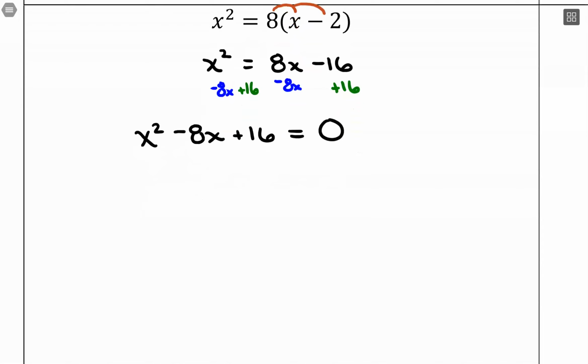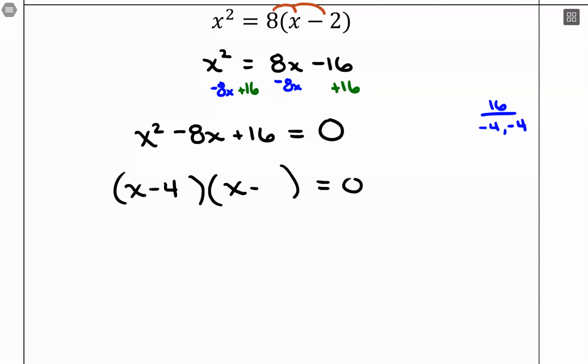So again, the idea would be to look at the factors of positive 16 and see which two values add up to a negative 8. So if you list out all the possibilities, it's going to be negative 4 and negative 4. The idea that negative 4 times negative 4 is a positive 16, negative 4 minus 4 gives a negative 8. So I'm going to separate into the two factors here, and we'll have an x minus 4, x minus 4.